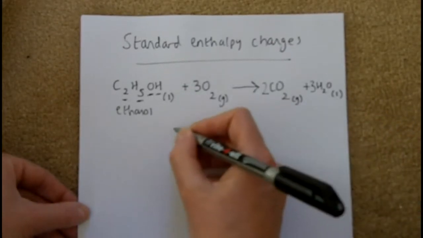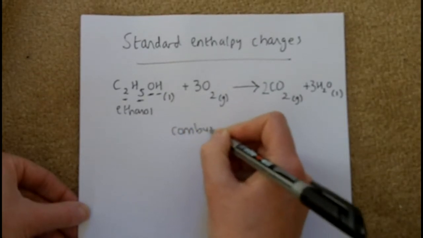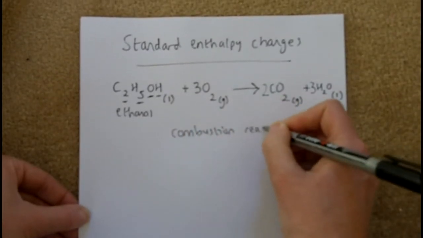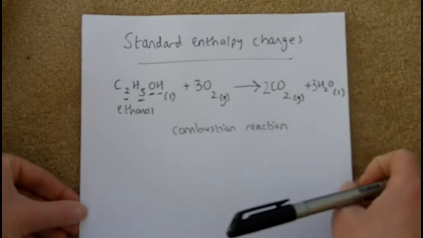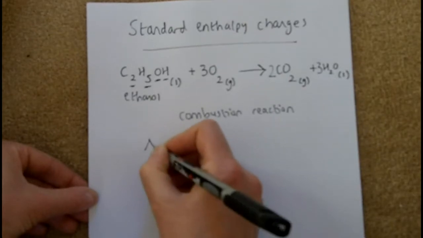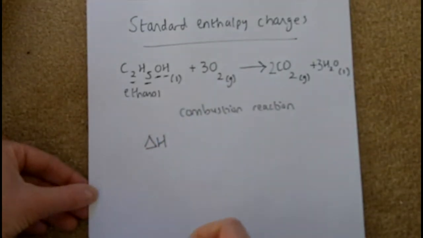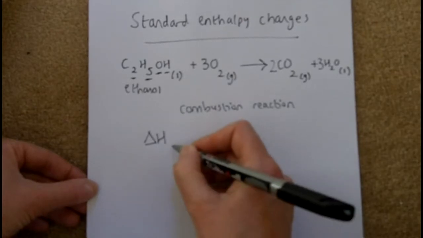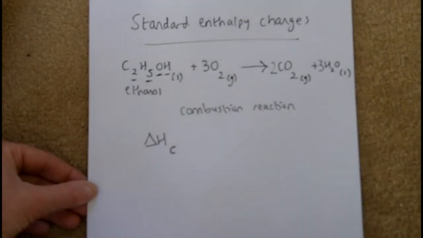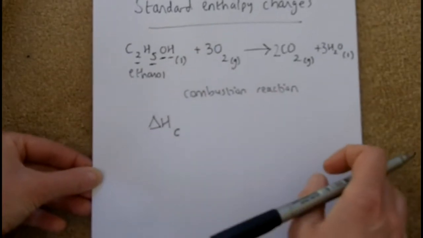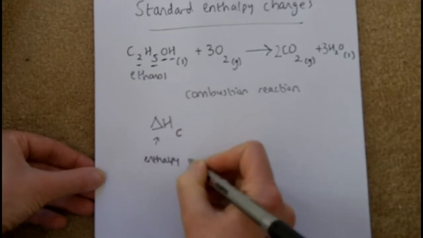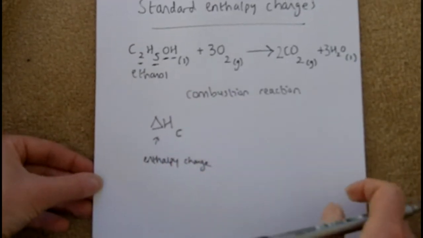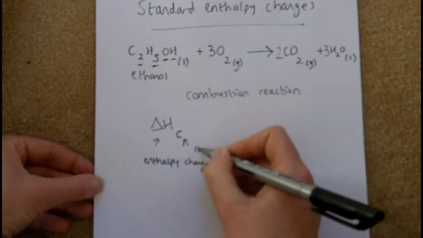Now this kind of equation is called a combustion reaction. And we need to measure the enthalpy change, the change in enthalpy during this reaction. Because it's called a combustion reaction, we put a little c down the bottom, which means combustion. So let's just label the symbols. That bit there means enthalpy change. That little c means combustion.